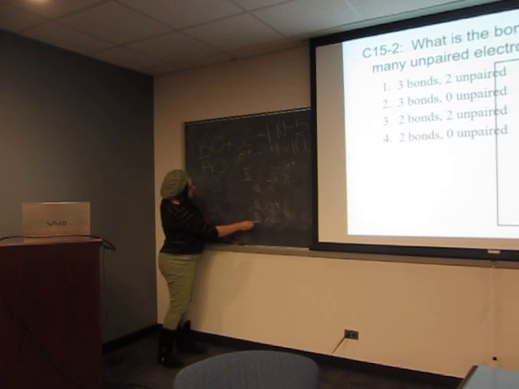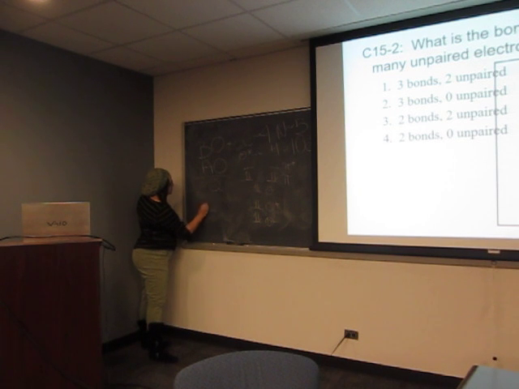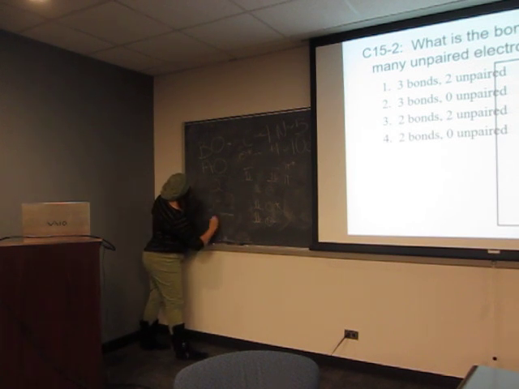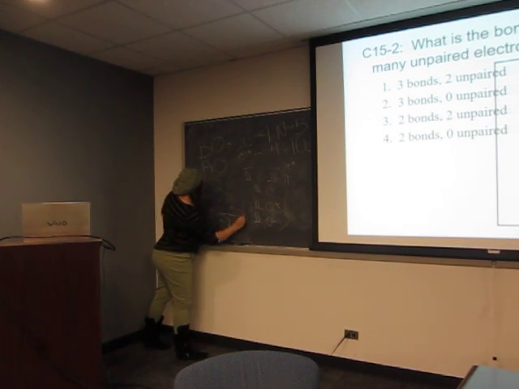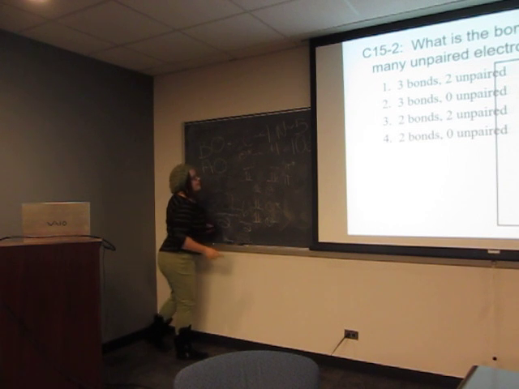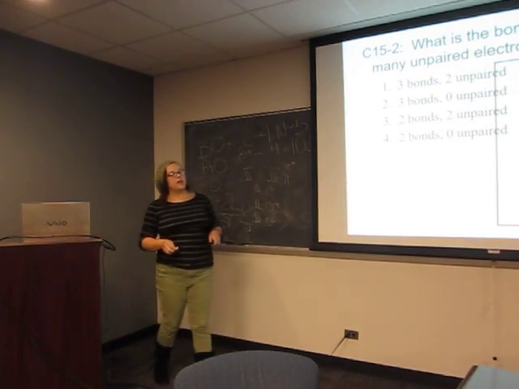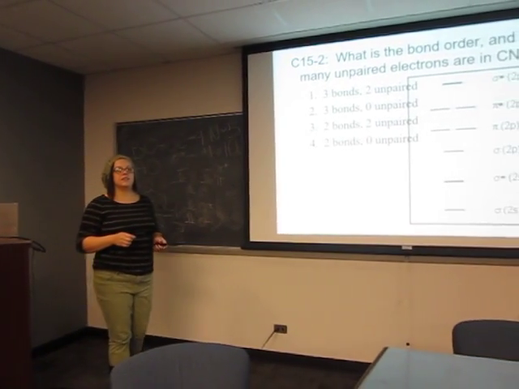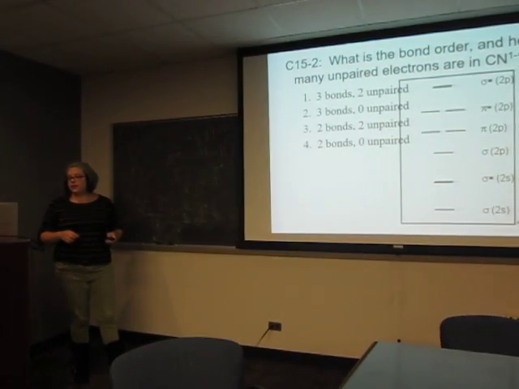So I see 2, 4, 6, and 8 in our bonding. I see 2 in our antibonding. So that's going to give me 6 over 2. That gives me a bond order of 3. And if you were to draw out the Lewis structure for this cyanide ion, you would find that it has a triple bond between the carbon and the nitrogen.